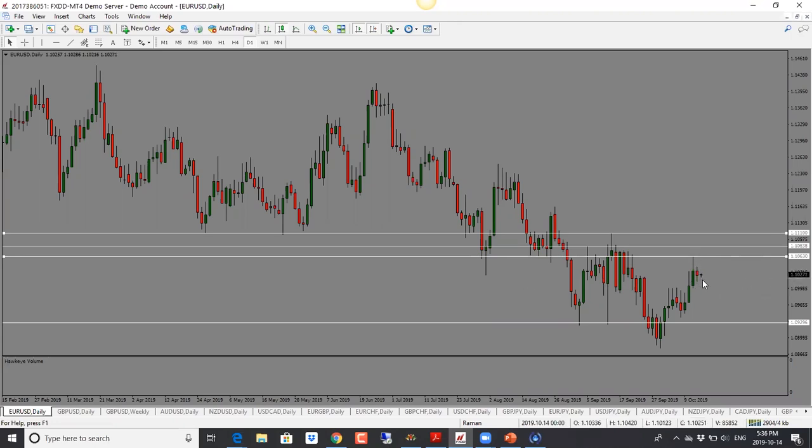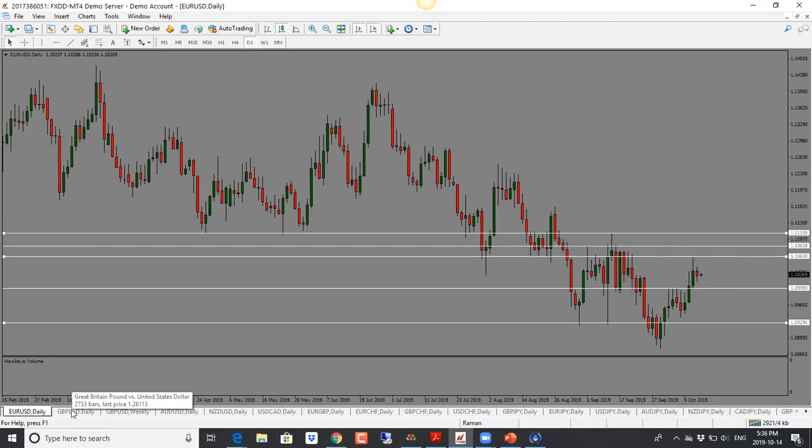As long as it stays below, I would look for price to drop, but right now bias is neutral, and we need to see how price reacts at this level. So neutral bias, again, if it stays below 1.1060, I'm looking for a drop, and in that case, the first target would be 1.10, and then I would look for it to come back down here towards 1.0930 level. But for now, bias is neutral for euro dollar.